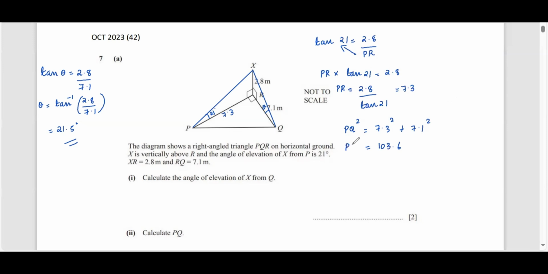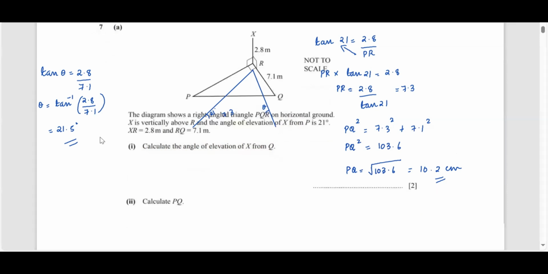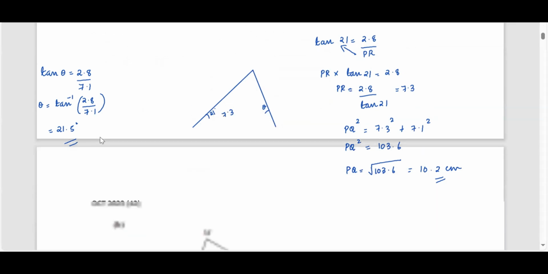103.6. So this is PQ square. We need PQ. So to find out PQ, just square root of 103.6. When you square root that value, you'll get 10.179. I'll round it to 10.2 to 3 significant figures. So 10.2 centimeter will be our final answer for PQ. Now the next part here is to find out.